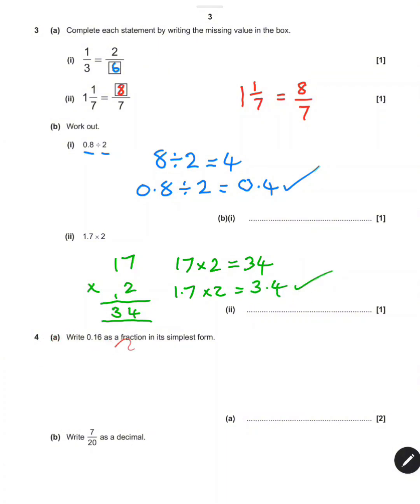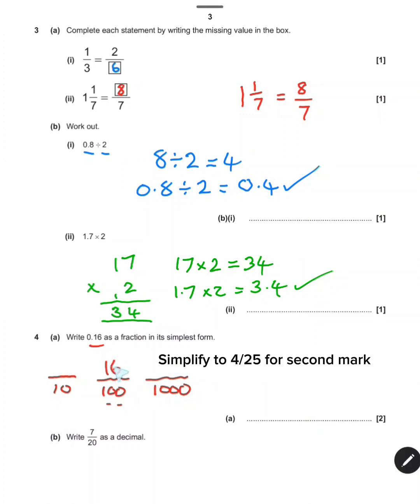Question 4, it says write 0.16 as a fraction. Whenever you've got decimals to fractions, your fraction will always be out of 10, out of 100, or out of 1,000. And which one are we going to choose? Well, if we look after the decimal point, there is 2 digits, and that's how many zeros I'm looking for. If there's 2 digits after the decimal point, I want 2 zeros, and then I'm just going to put the 16.